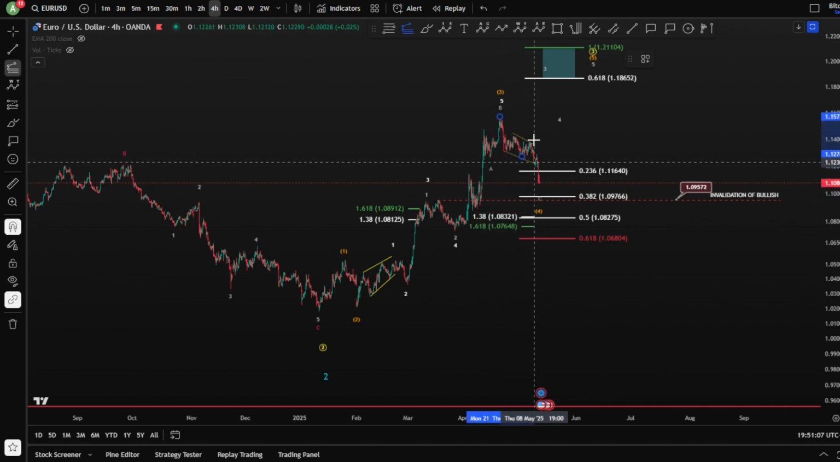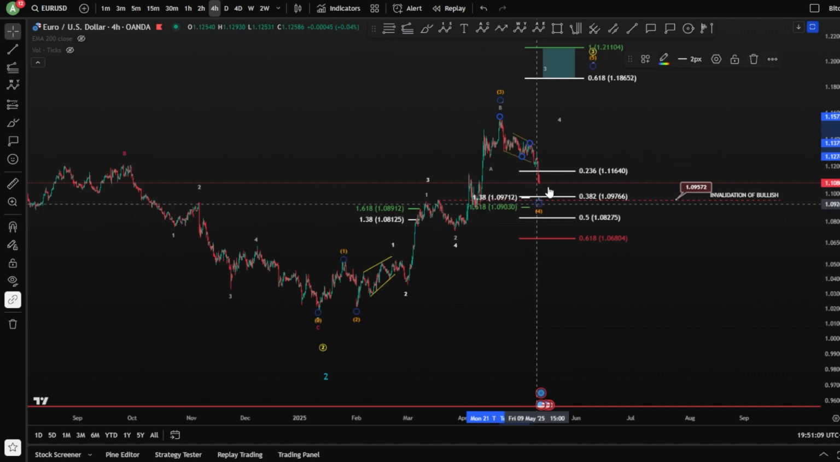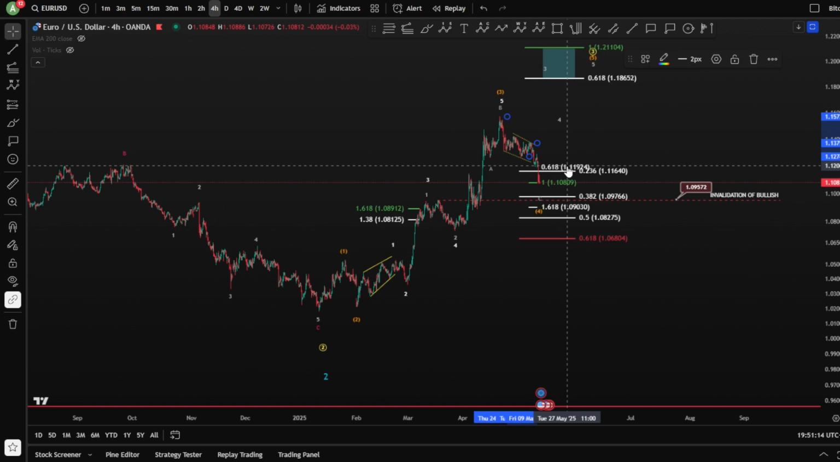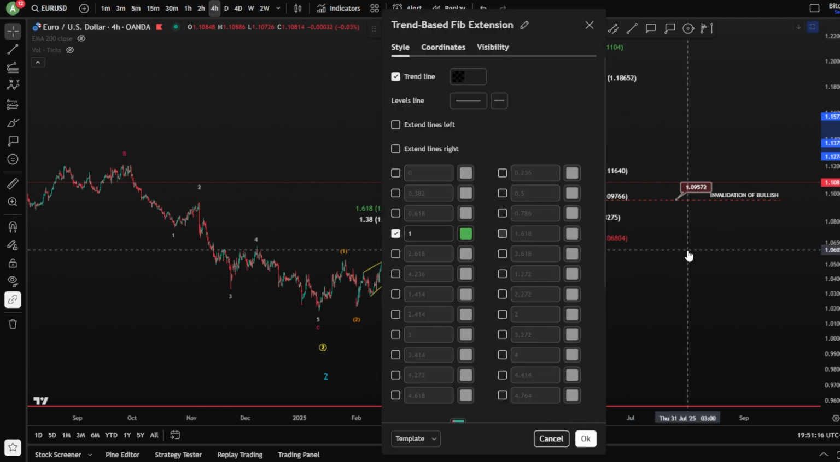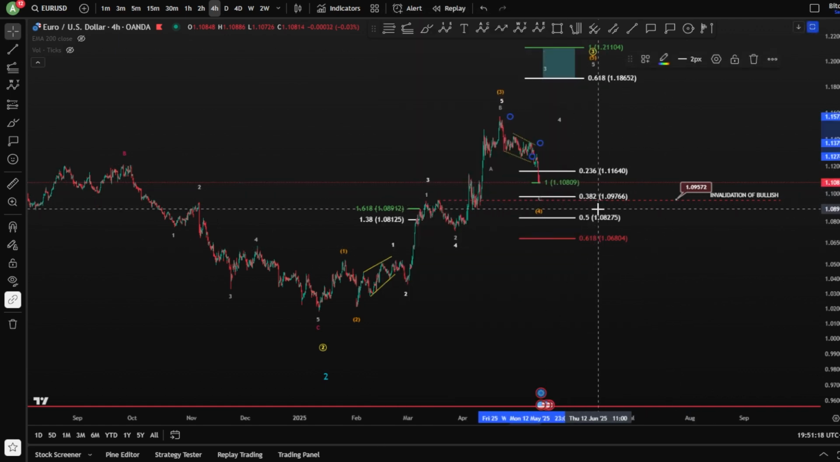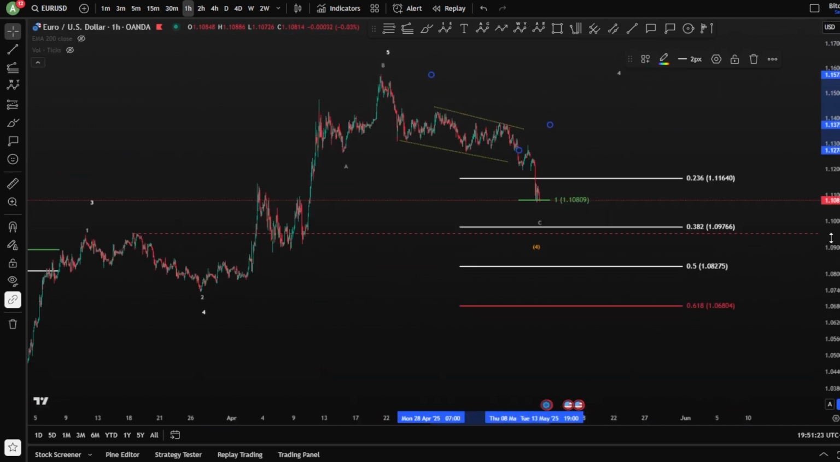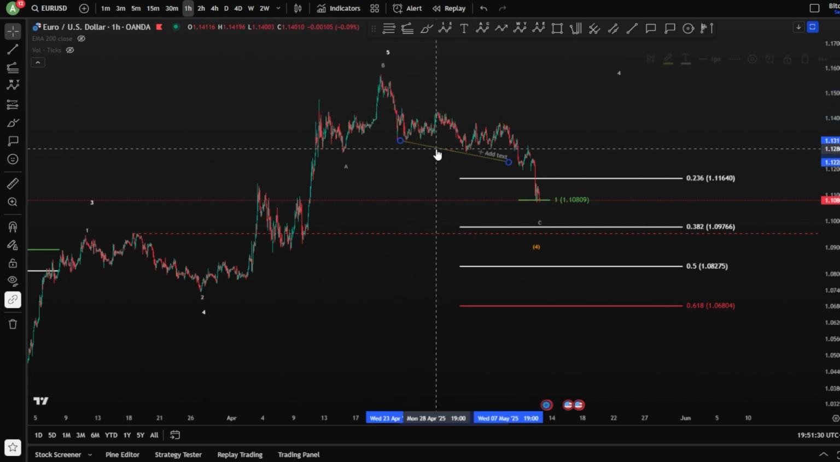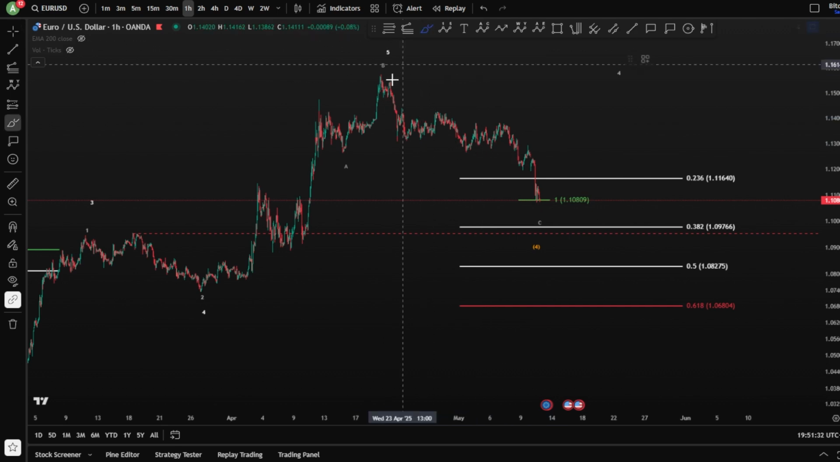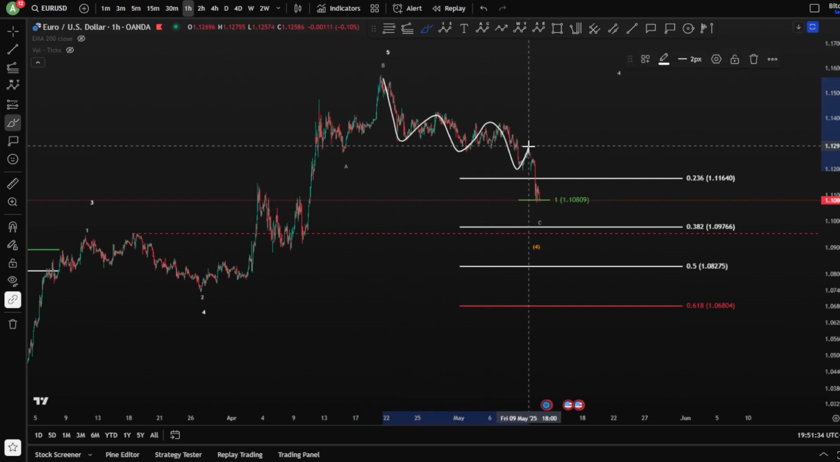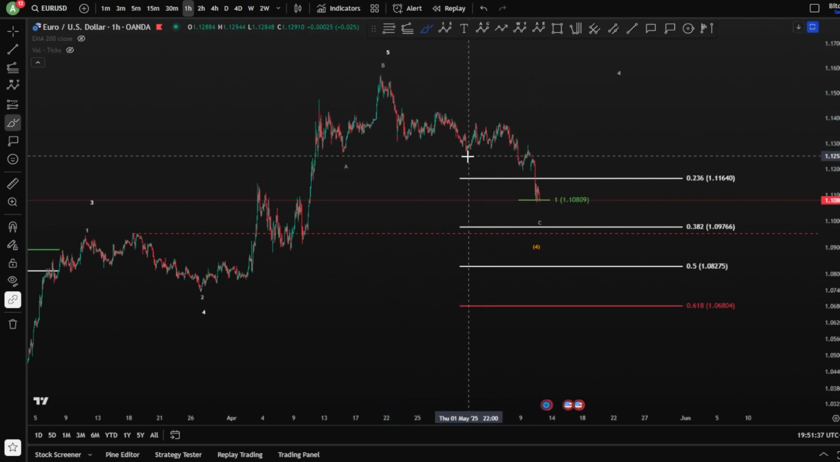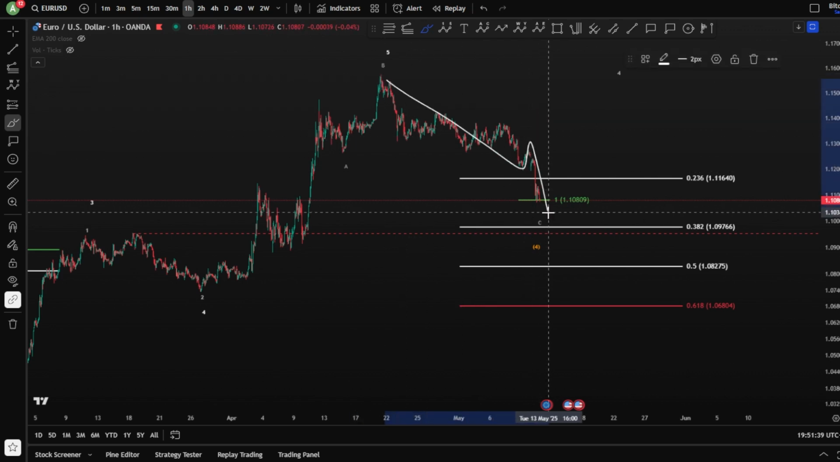Let me check that we get this invalidation. 1-to-1 fib level. All right, so basically, we're already there. It looks very red. It is scary somehow, I understand this, but I think that this might not be impulsive. This might be something corrective. I was even looking for a leading diagonal, but this is obviously longer, so there is no way that this is A, B, and a C.